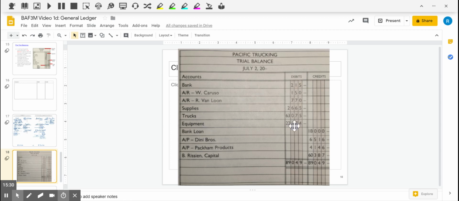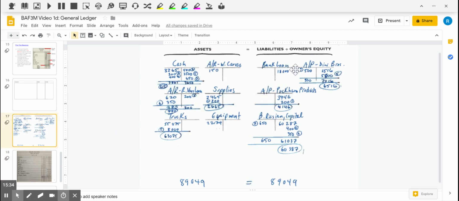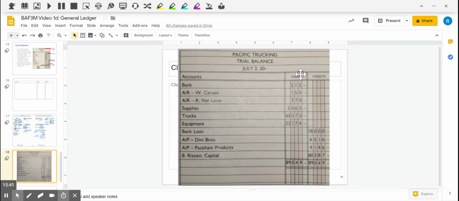Bank loan, so a liability, had a final balance of $18,000. Okay, you can see here bank loan didn't change throughout the month, so it just stayed at 18,000. So we take it and we put it here. And on the trial balance, we just add up all the debits, total debits, 89,049. Total credits, just take all the final accounts with credit balances, copy them down, and we confirm that it's the same. That's a trial balance.